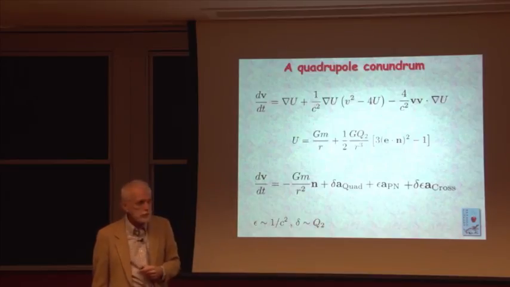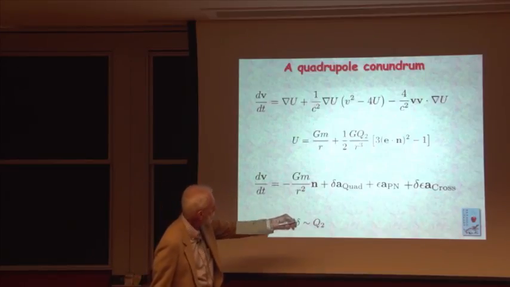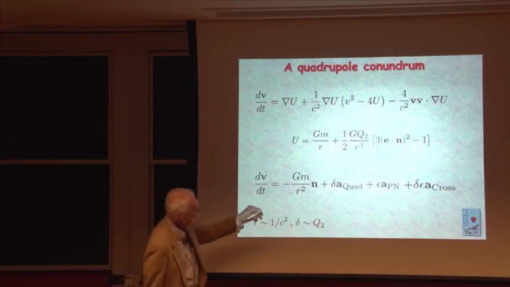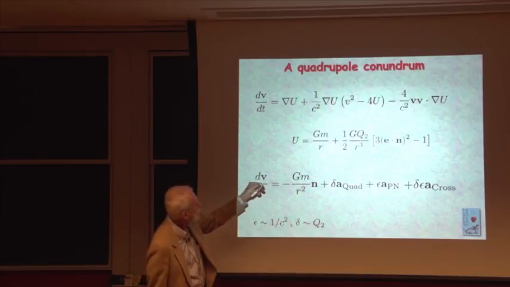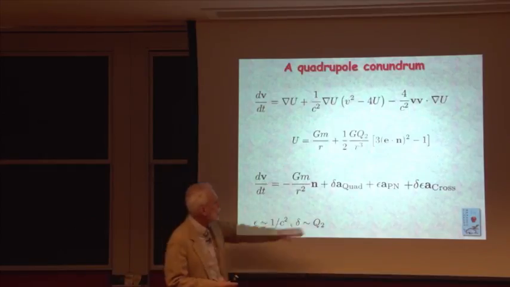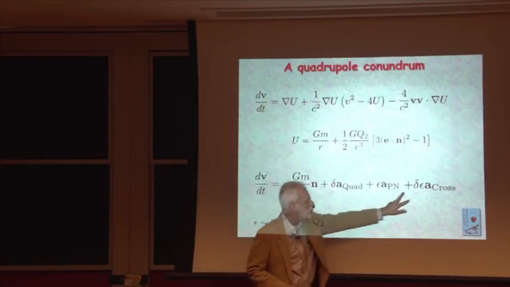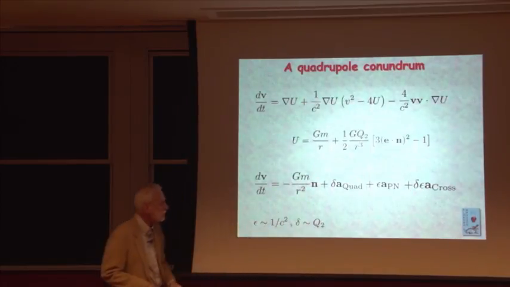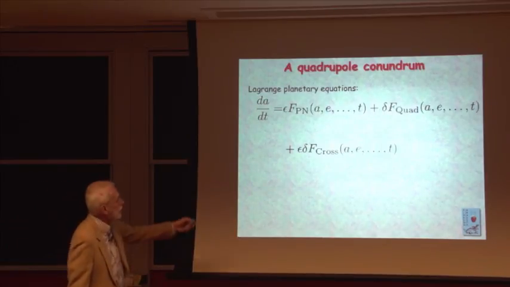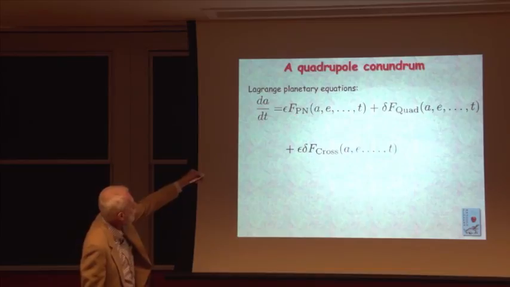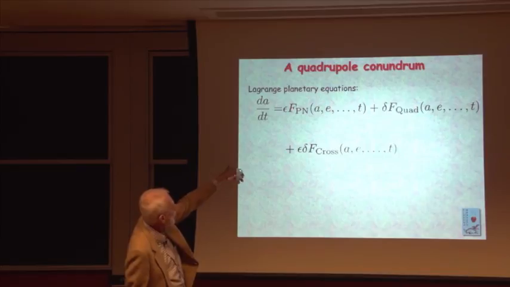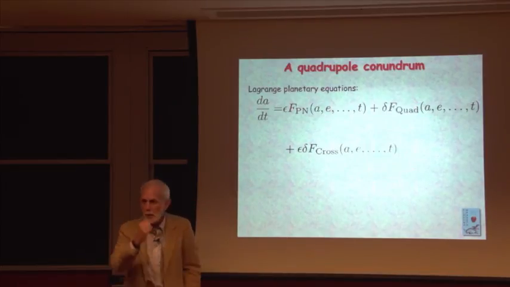But you also get some cross terms, terms that are proportional to delta, which is governed by Q, and epsilon, which is the post-Newtonian part. These terms come when you plug the quadrupole part of the potential into these post-Newtonian terms. So I call these cross terms because they're not pure GR and they're not pure quadrupole, but they're a mixture of the two effects. So now you solve the orbital perturbation equations. You have, for the semi-major axis, dA dt has three terms. There's the post-Newtonian term, which is these are the Lagrange planetary equations, the quadrupole term, and this cross term.